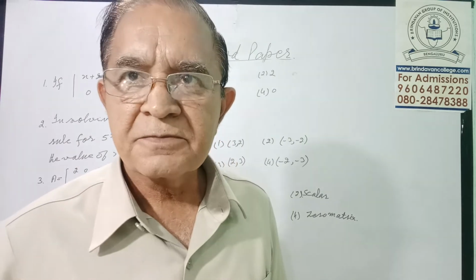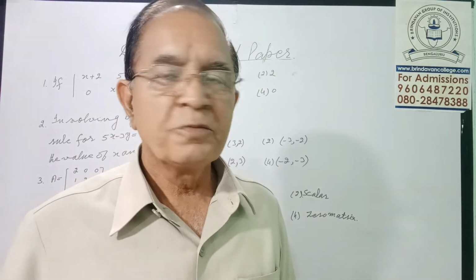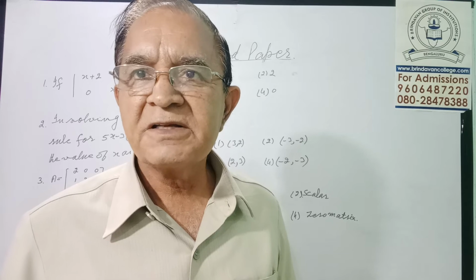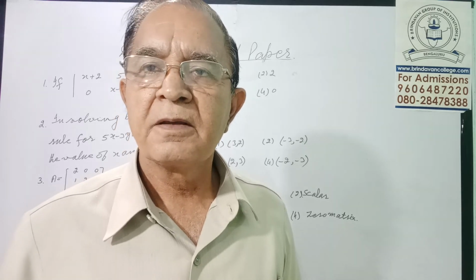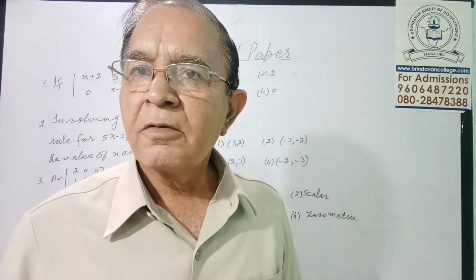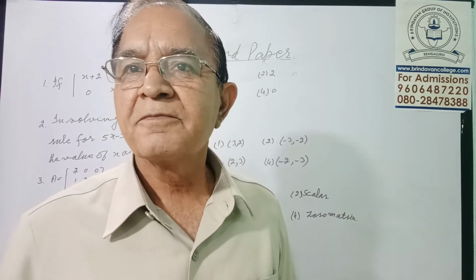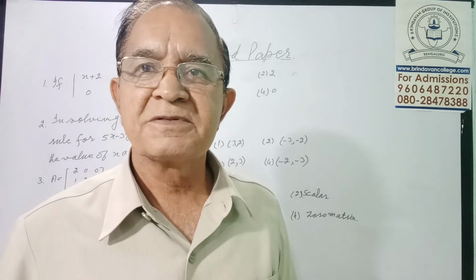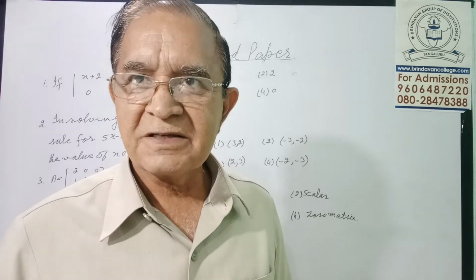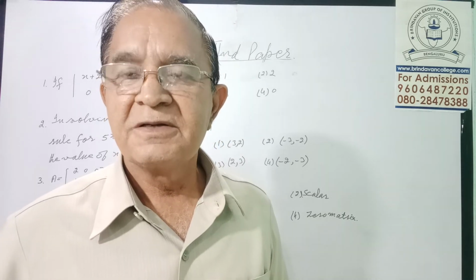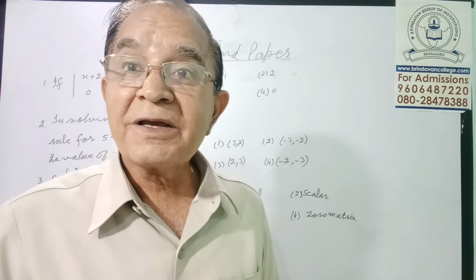DCET paper second. It's an objective type paper with 40 sums for you people. Whatsoever is given in the paper, you will find it very easy if you know the concepts. First, if you know the concepts. Secondly, how quickly you can solve.